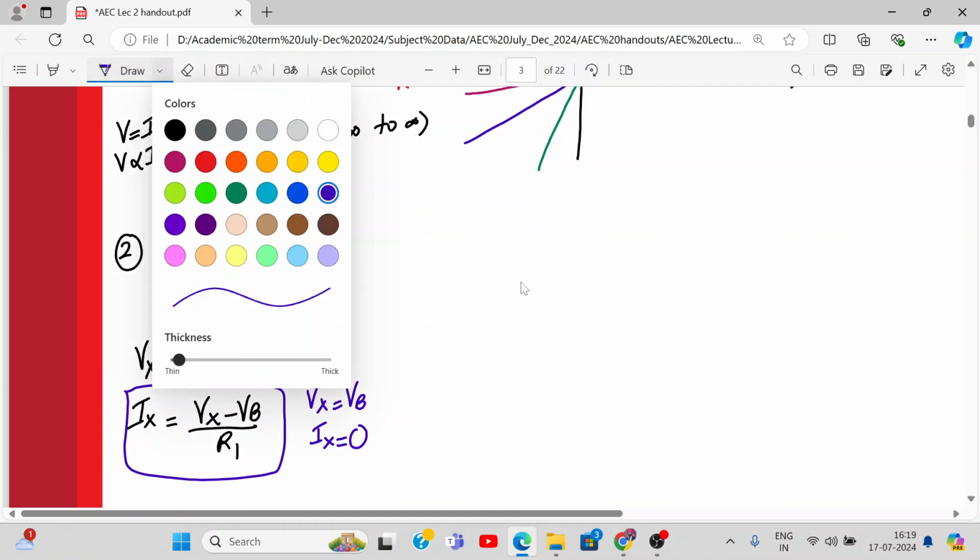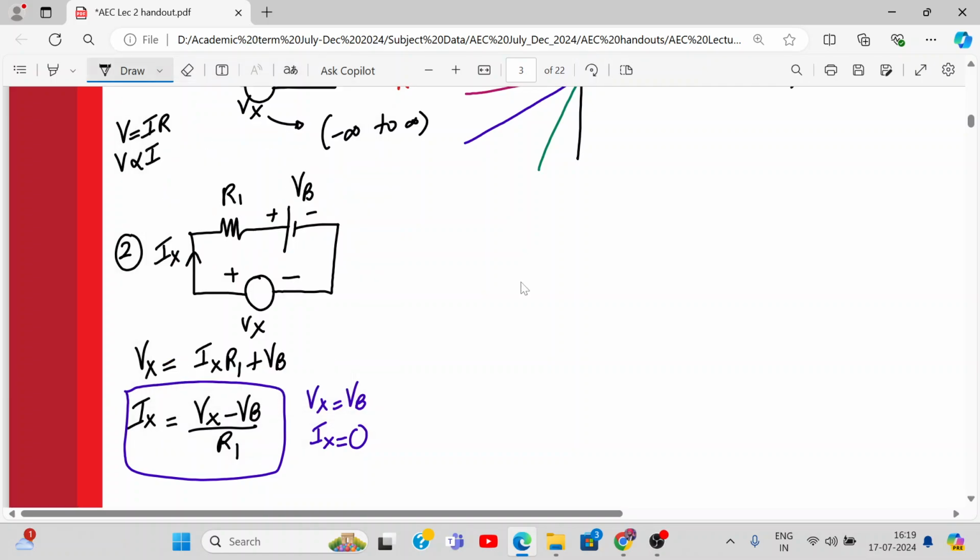Yes or no? Now in this situation, I want to plot Ix versus Vx. So help me plot this. Okay, tell me how it will be.